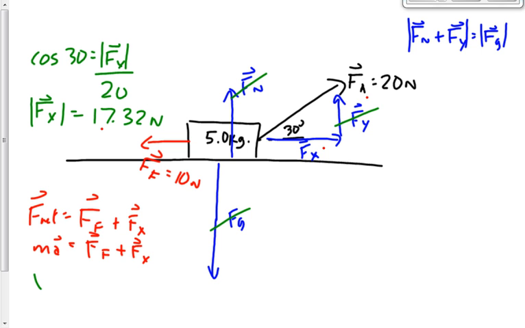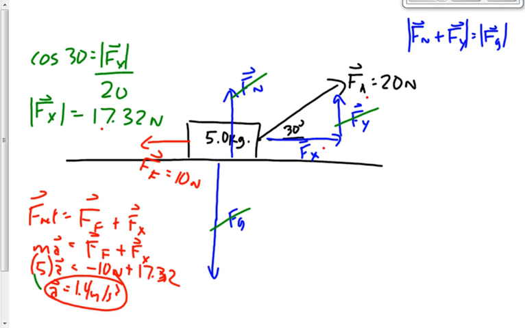Plug in our numbers here. m is 5 kilograms. Ff is negative 10, 10 to the left, so we make it negative. And then we get 17.32 over here for Fx. 7.32 divided by 5 is going to give me somewhere in the range of 1.4 meters per second squared. How many people got that one? Okay, good.